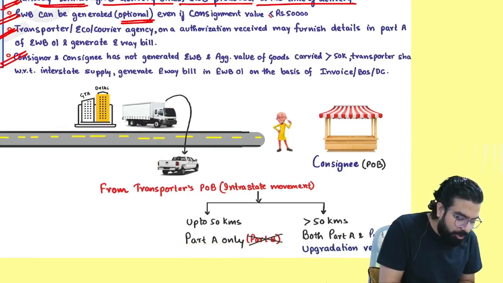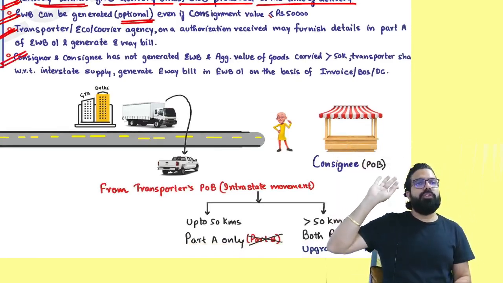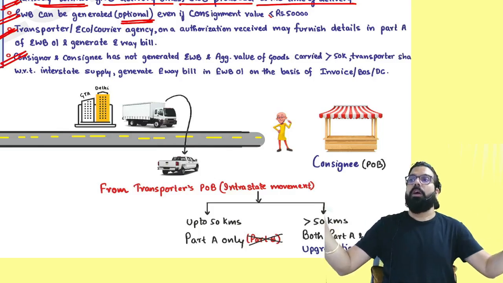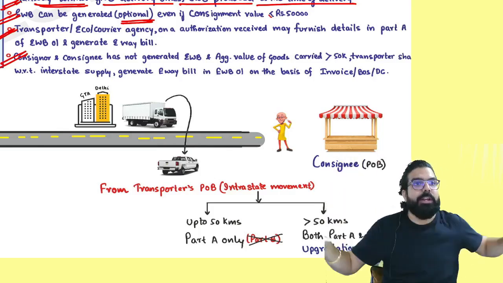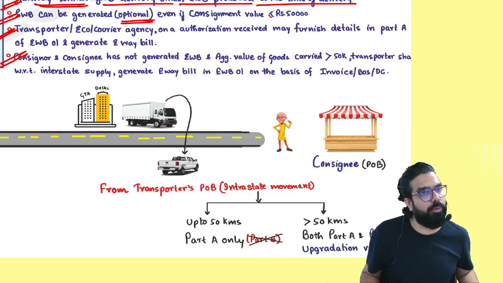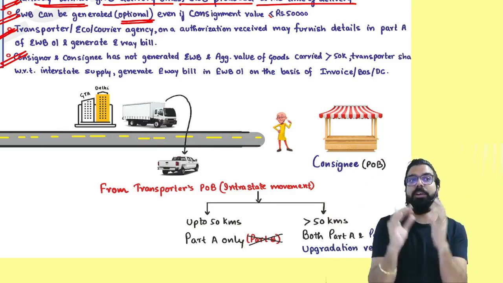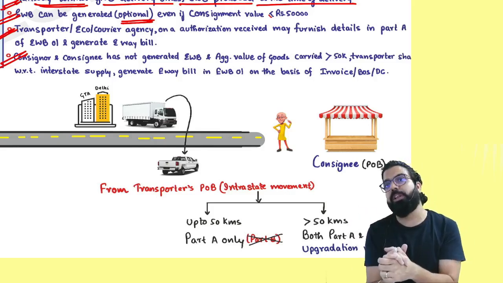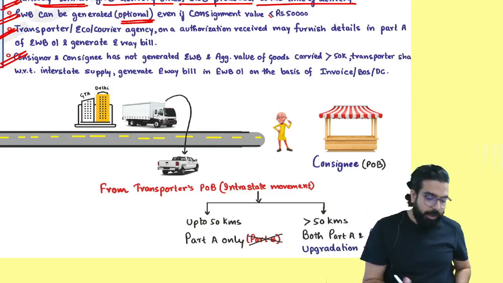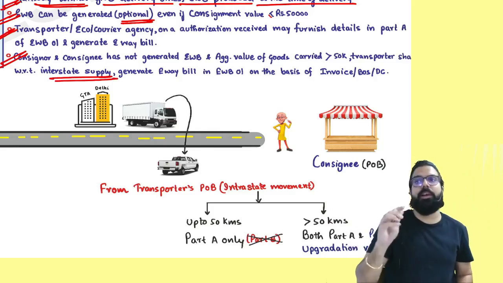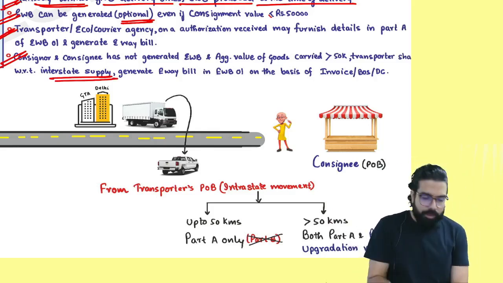Next, sir, consignor is not generating, consignee is also not generating. Both are unregistered, or both are saying the value is less than 50,000, so we are not generating. But the transporter has got goods from 2-3 people, and the total value is more than 50,000. The transporter, only in case of interstate supply, must himself generate an eBay bill.